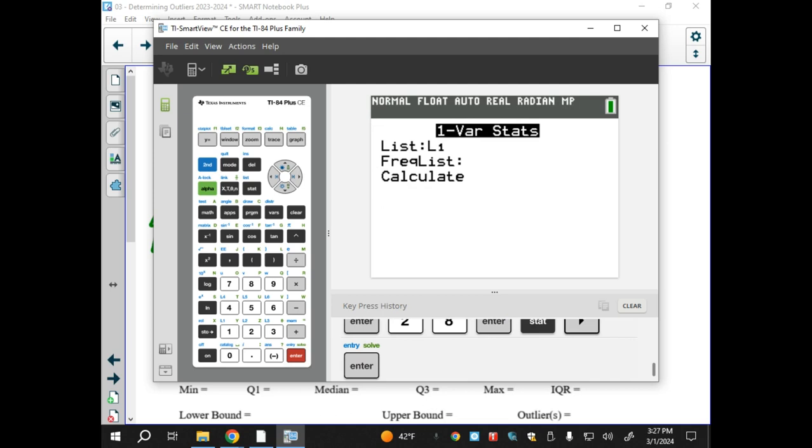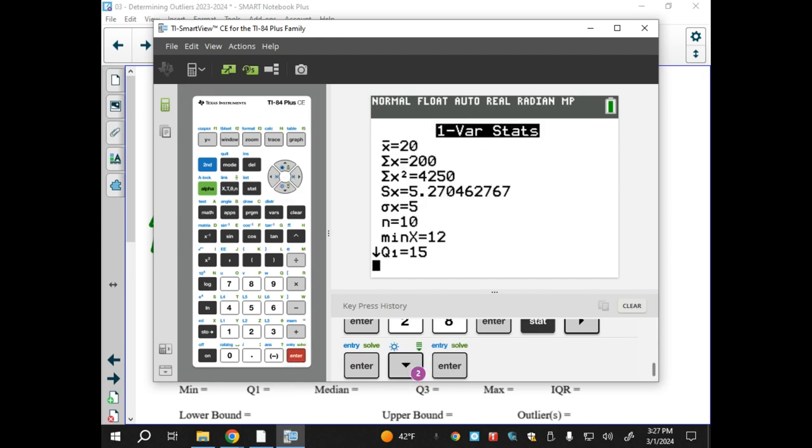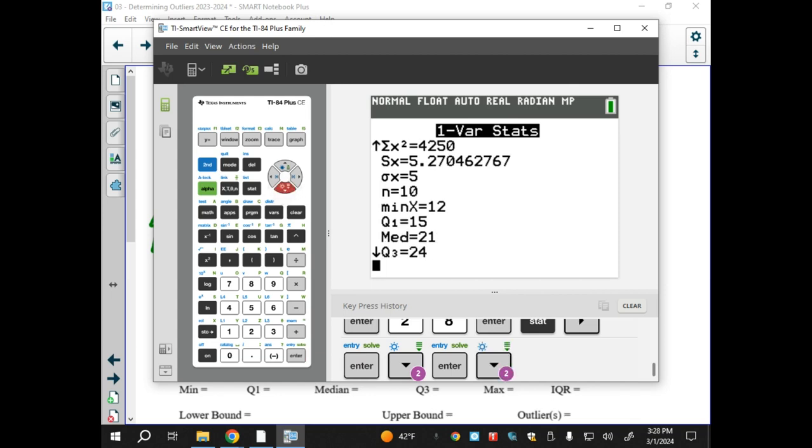This is asking me what list I want to use. We're going to start with L1, Aubrey Griffin's data. I'm going to go down to calculate and push enter. This gives me a lot of data. Some things we know, the X bar means mean and number of data points. And then it's down here, the stuff we want. The minimum X value, the lowest amount of points you scored, our first quartile, our median, our third quartile, and our maximum point. So that's the data we're going to take and we're going to write on our page.